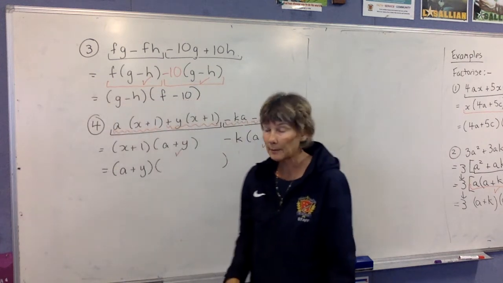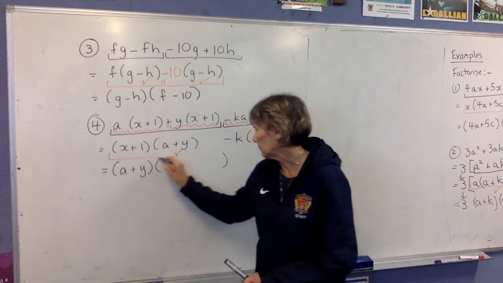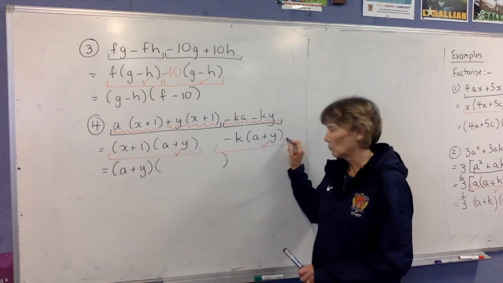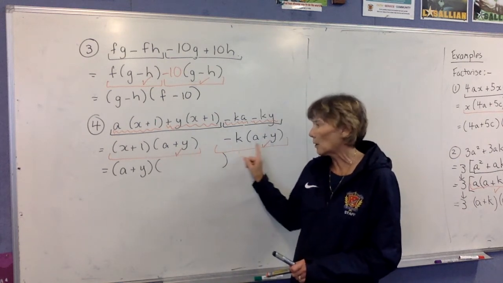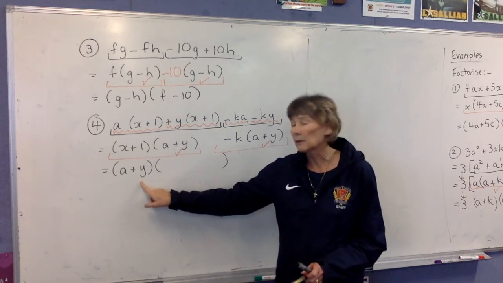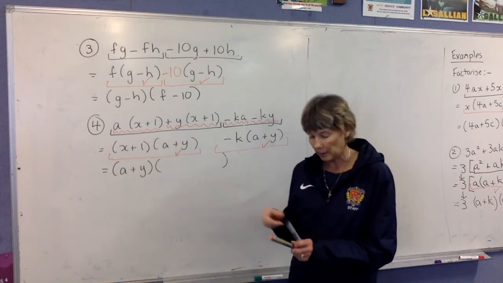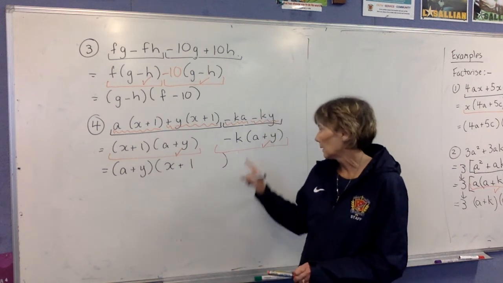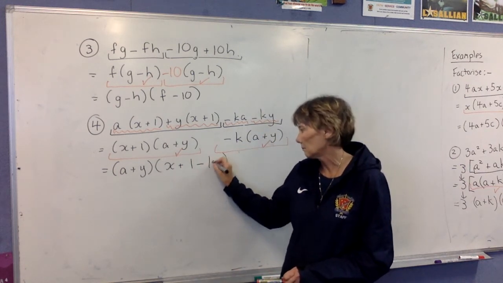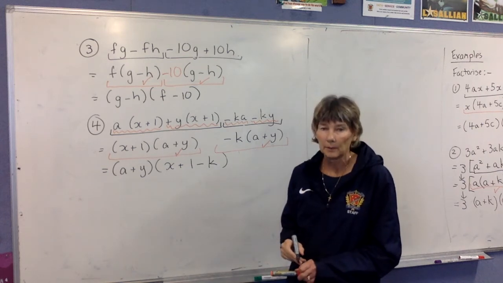Now the last line, don't get confused, we've only got two terms here. 1, 2. We're taking out what's common in those two terms, which is that common bracket. So we're taking out the a plus y. As I said, we write down everything left in here, and that's what we're doing. So we're going to write in here x plus 1 minus k. So it all goes in that one bracket.